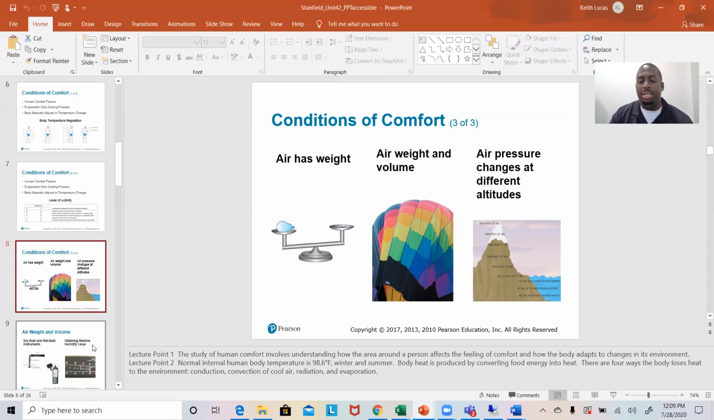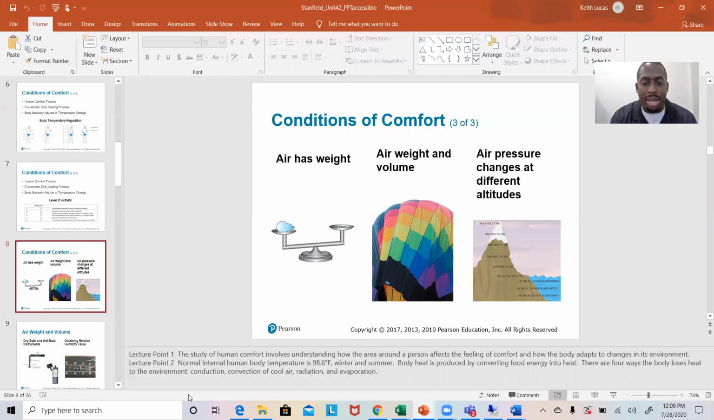So air has weight, air has volume, and air pressure changes at different altitudes. The atmospheric pressure at sea level is going to be 14.7 psi. But the higher you go above sea level, the lower that number is going to get. So anyway, the study of human comfort involves understanding how the area around a person affects the feeling of comfort and how the body adapts to changes in its environment.